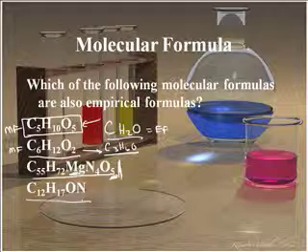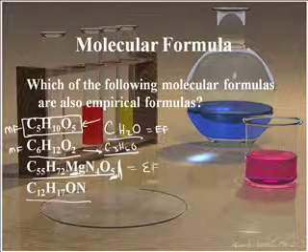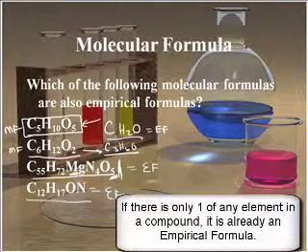And this one would too. This would also be this. So this is an empirical formula. This one also is an empirical formula. Whenever you have 1 of something, you're done.